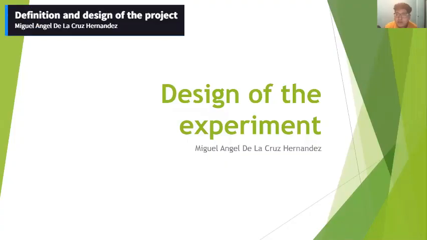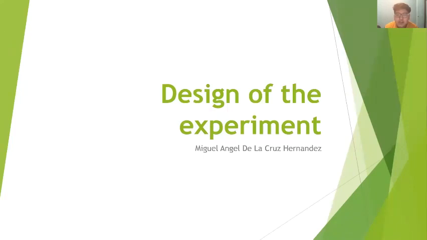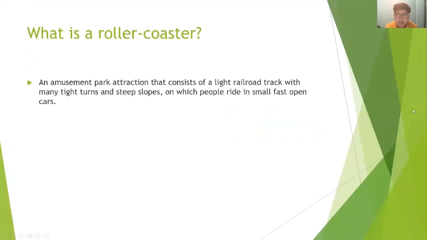Good afternoon, everyone. My name is Miguel Angel, and I shall be explaining the design of our experiment for team number 9. To begin with, what is a roller coaster? Well, it is an amusement park attraction that consists of a light railroad track with many tight turns and steep slopes, on which people ride in small, fast, open cars. These curves or turns can be horizontal or vertical depending on the roller coaster, right?